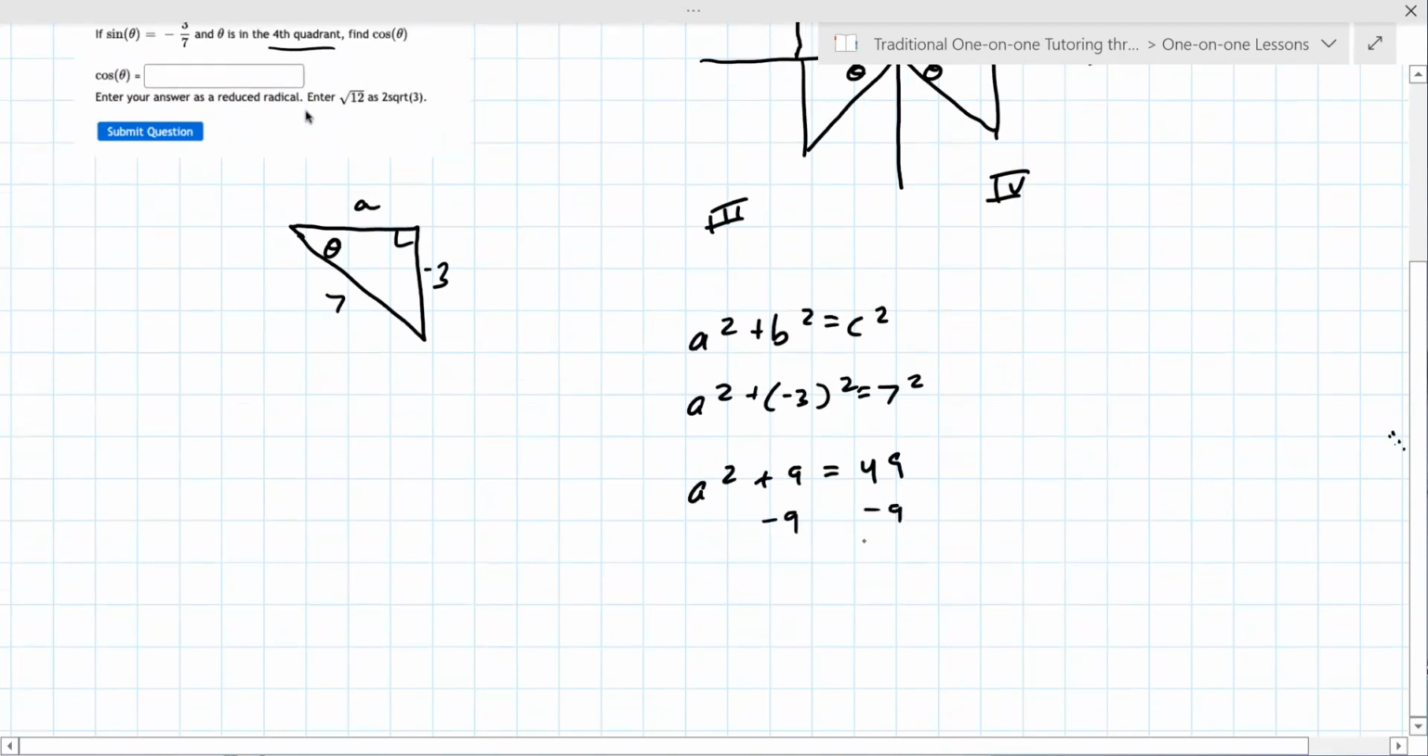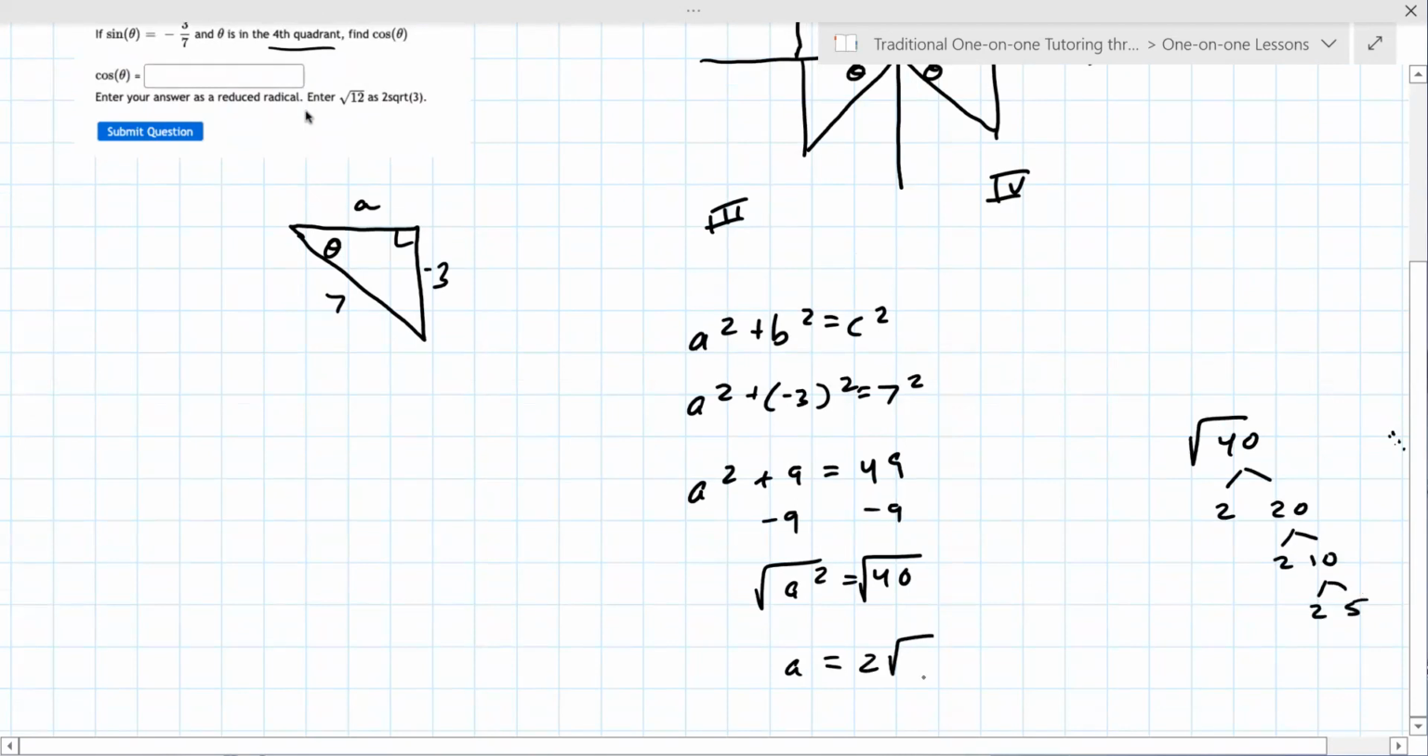Fantastic. So from here, we're just solving for a. We're subtracting 9 from both sides. A squared equals 40. We're taking a square root of both sides. So a equals, and then to reduce a root like this, you're using prime factors, building a factor tree. There's a few other methods, but this one reduces to 2 square root of 10, and that's your side. It's not the answer, but we need that to move forward.